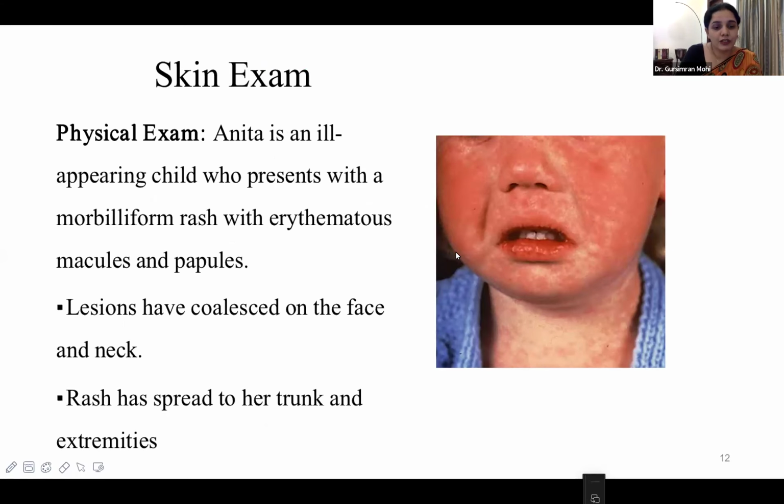So can anyone of you please say what disease it can be? Any student? Measles.